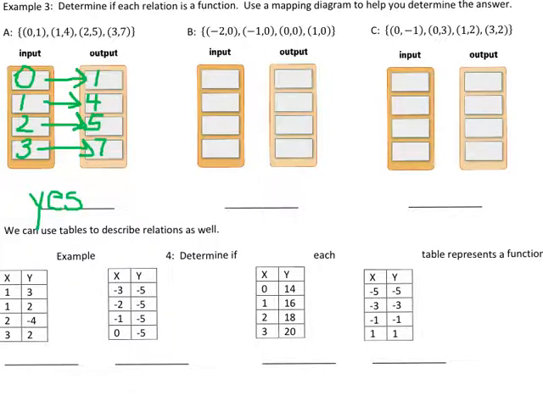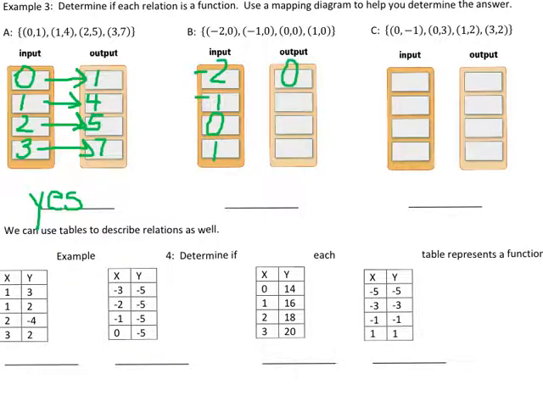Moving on to the next example, we have x values of -2, -1, 0, and 1. So I put those in my input box: -2, -1, 0, and 1. If I take a look at my y values, they are 0, 0, 0, and 0. But remember, I don't repeat numbers in my output box, so I'm just going to put a 0 once and not fill out the whole thing.